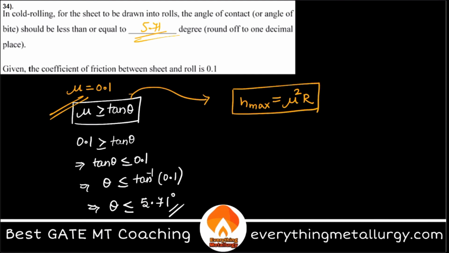Usually tan theta is H by R, so from there this will be formulated. So this H max is the reduction in one pass. When you pass your sheet or your billet once in between the rolls, what is the maximum reduction of height? That is what you can easily calculate from this, and we get this from this formula only, right? So this is one basic question from rolling.